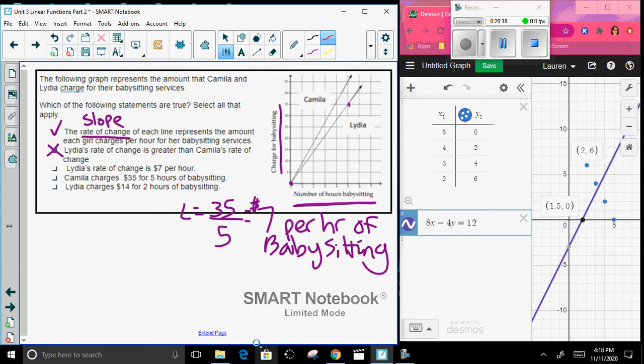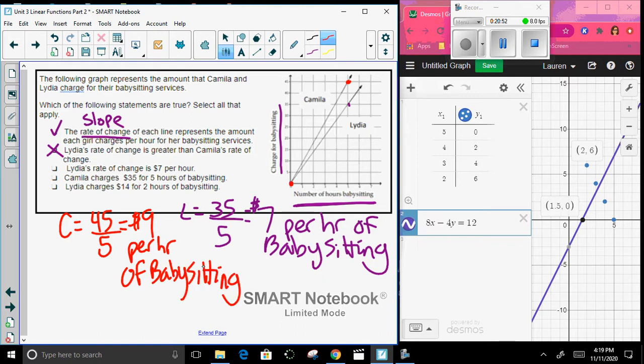All right, now let's look at Camilla. Camilla, I can use that, and let's find another dot that lies exactly, and it looks to me like it doesn't come till up there. Okay, so I'm going to go rise up first, positive 5, 10, 15, 20, 25, 30, 35, 40, 45. So Camilla is positive 45 for her rise, and her run is positive 1, 2, 3, 4, 5. And 45 divided by 5 is 9. That means Camilla charges $9 per hour of babysitting.